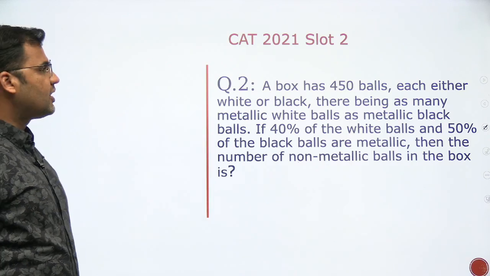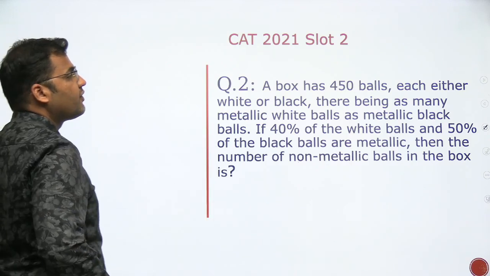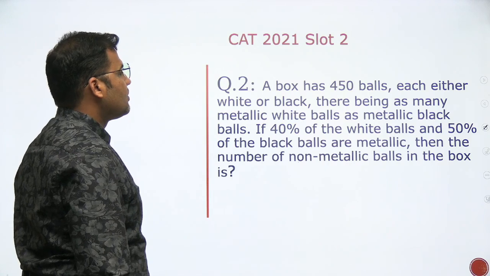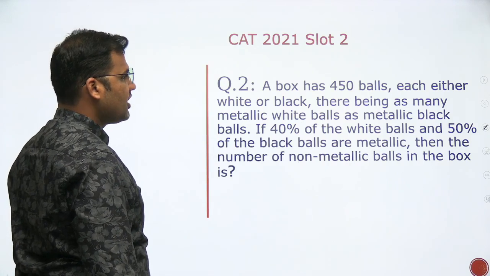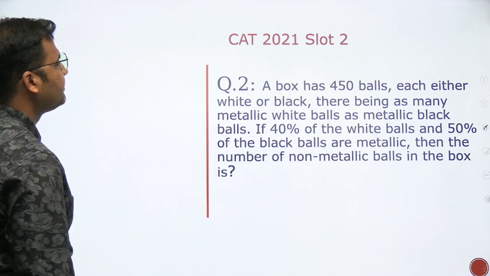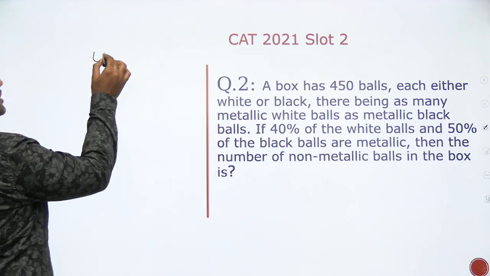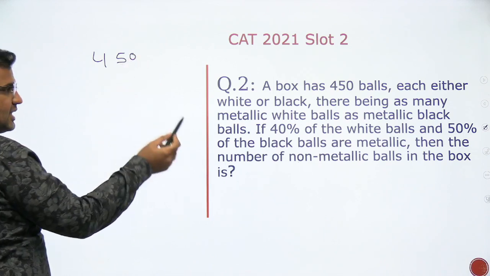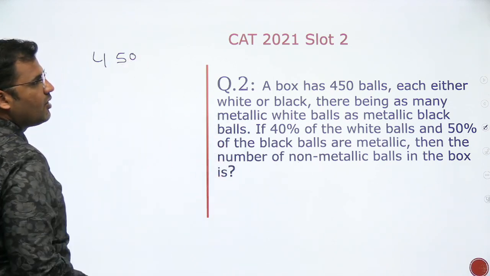Here's the next question of percentage. A box has 450 balls, each either white or black, there being as many metallic white balls as metallic black balls. Okay, so again, first understand the question. I guess if you understand the question and note down as you go, your answer will automatically come.